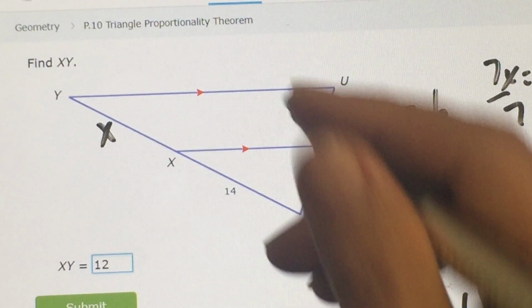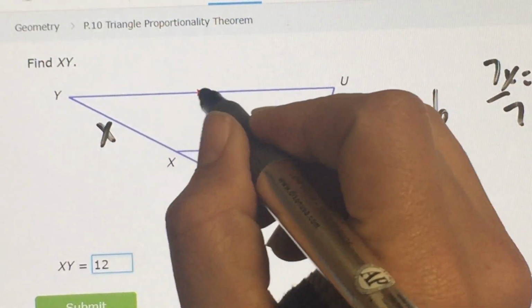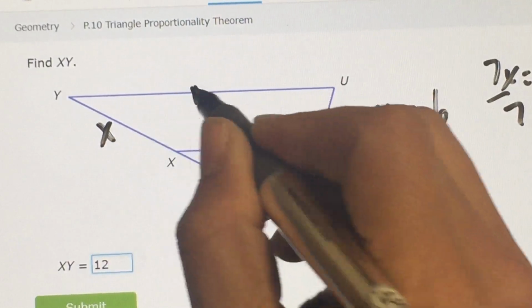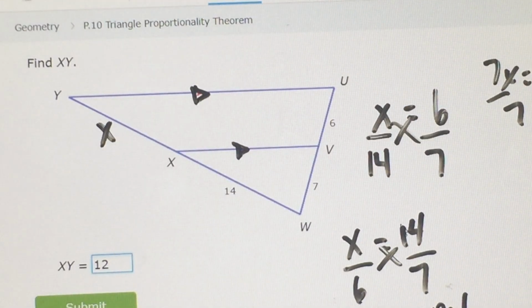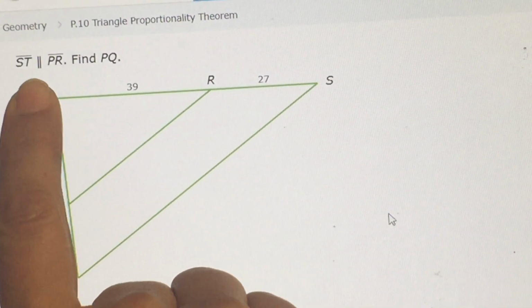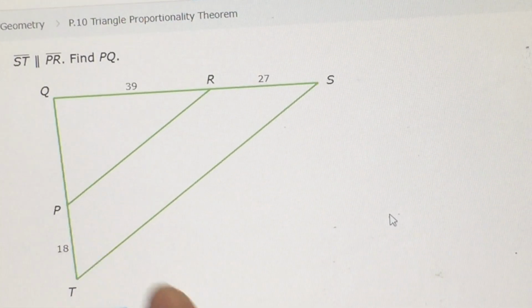So basically, that only works if you have the same triangle and then you have a horizontal line. So you have to look for these parallel lines, or it has to tell you that they're parallel. So be careful, it has to tell you. All right, so you see it doesn't have the arrows, but it does tell you ST is parallel to PR. So because of that, I can set it up that way.